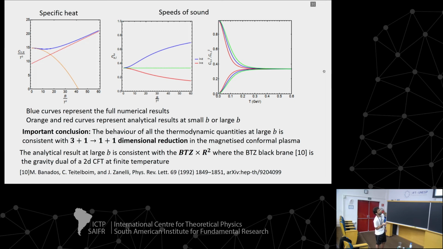These plots are for different values of magnetic field, as a function of temperature. In a magnetized conformal fluid, going to large magnetic field is equivalent to going to low temperatures. So if you go to low temperatures, one speed of sound goes to one, while the other goes to zero. As I said, this is consistent with dimensional reduction from 3+1 to 1+1. In the gravity approach, you see this as an RG flow between a black brane and this BTZ x R^2 black brane, where BTZ is a three-dimensional black brane.